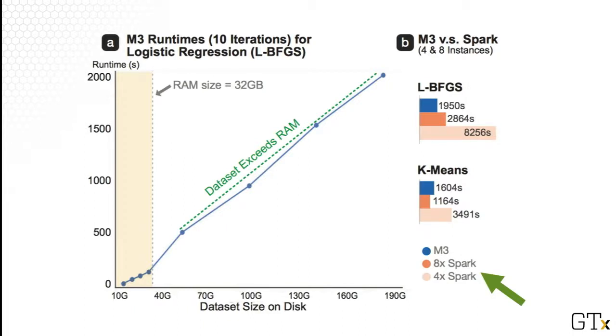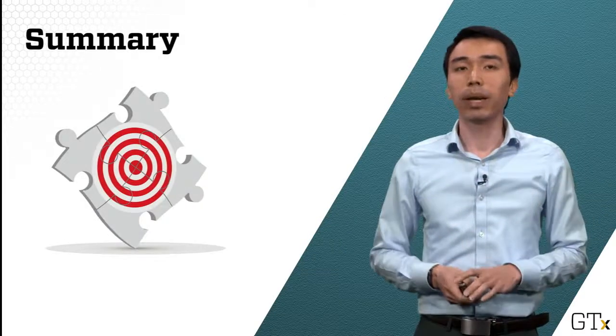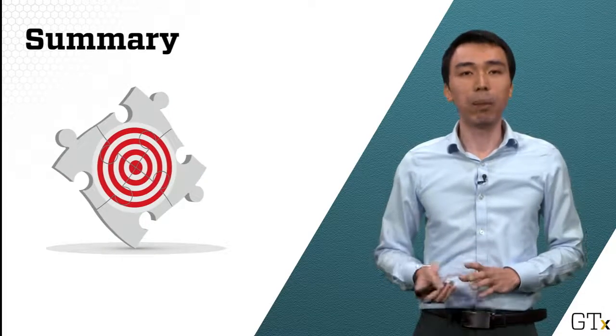And similarly, we look at how M3 compares with Spark, 4-node Spark and 8-node Spark. In orange is 8-node Spark, and in light orange is 4-node Spark. We note that M3's speed is pretty comparable to 8-node Spark and significantly faster than 4-node Spark. If you want to learn a lot more about the MMap project, I highly encourage you to go to our project website to take a look at the publication and also download the dataset to try it out yourself. In this video, we looked at a novel way to scale up computation where you can just use your computer, and it's based on virtual memory or memory mapping.